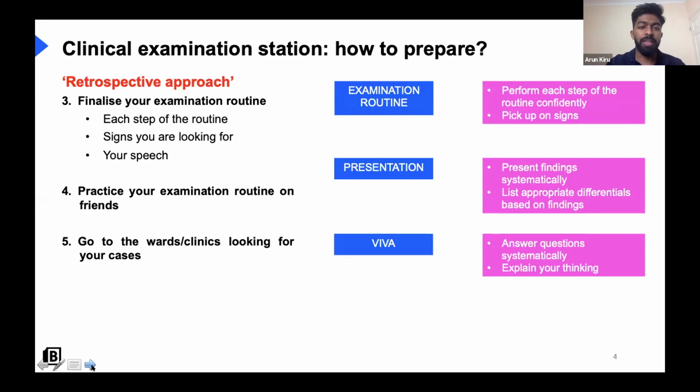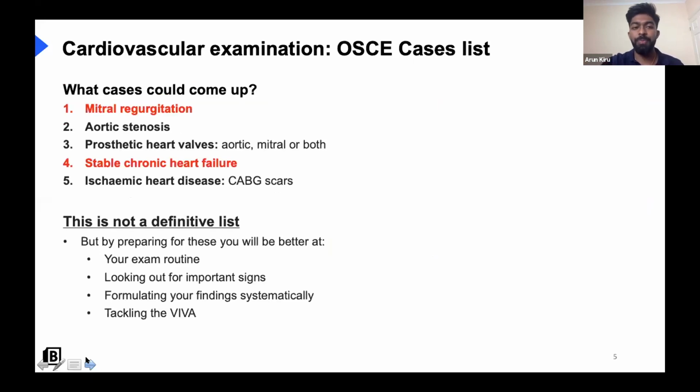So we're going to go over basically the viva and the presentation today, and through that you'll see some of the positive findings and the negative findings that we recommend. Awesome. Okay, so I'm going to do the first part, which is the cardiology OSCE cases. So these 5 cases on this list are what we prepared for our finals.